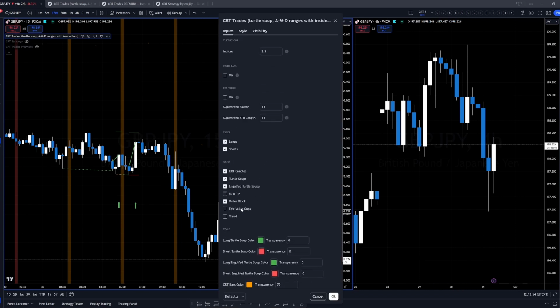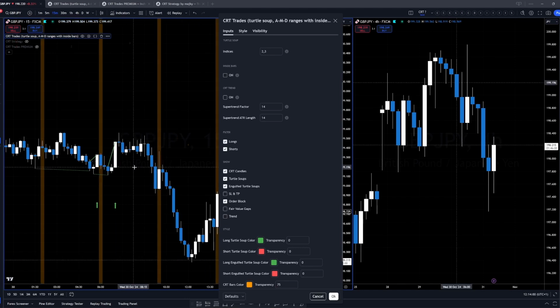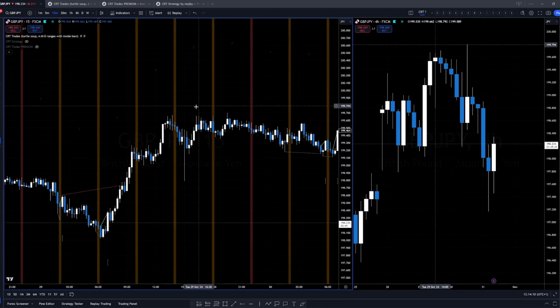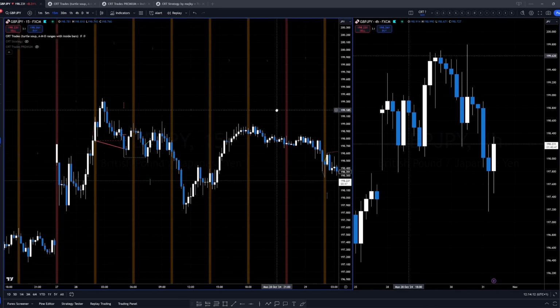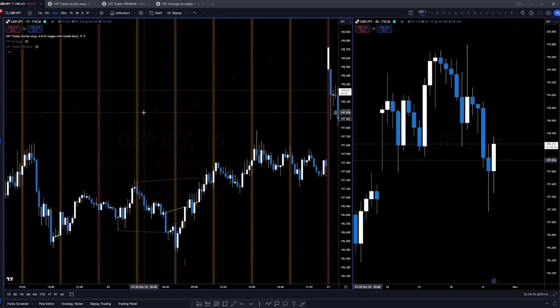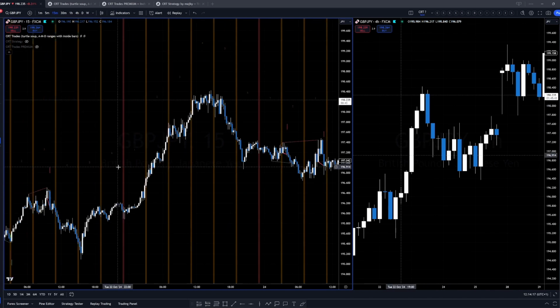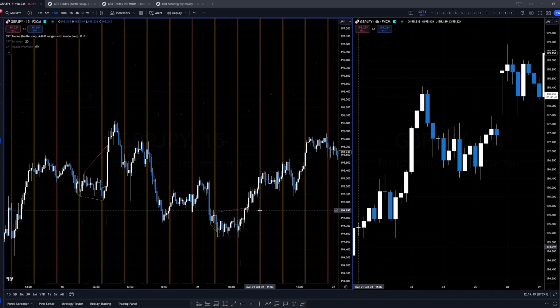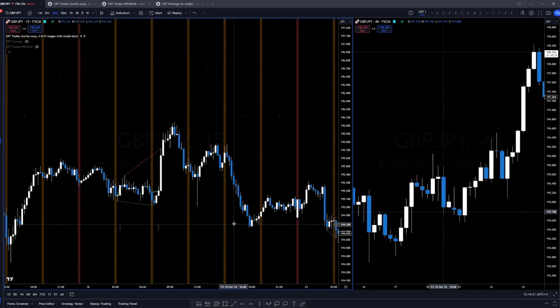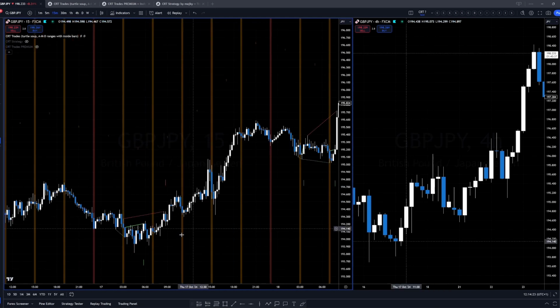And you can also show some order blocks, which you can see here. You can enter with limit orders when the price is retracing back, and you can also show the fair value gaps. As you can see, we have some fair value gaps here that I can show you. Only order blocks here.